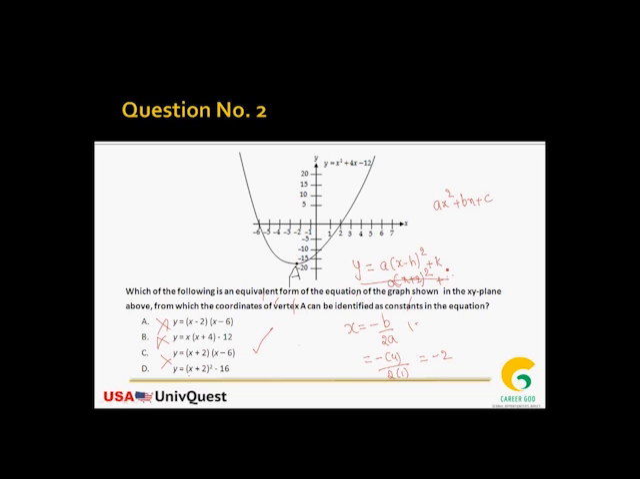To find k, you can just plug in minus 2 in the given equation. So I get 4 minus 8 minus 12, minus 16. To find a, you can plug in any point, but no need to even do that. I have only one option which says x plus 2 whole square minus 16, so no need to do this also. I got the vertex as minus 2 comma minus 16.